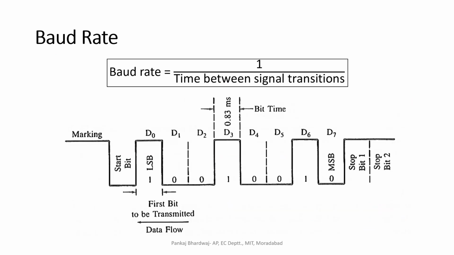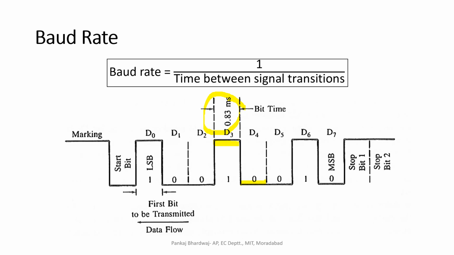For example, this is the example, and you need to calculate the baud rate. The bit time is given as 0.83 millisecond, because after 0.83 millisecond, this bit will change its state. So one bit time is 0.83 millisecond.